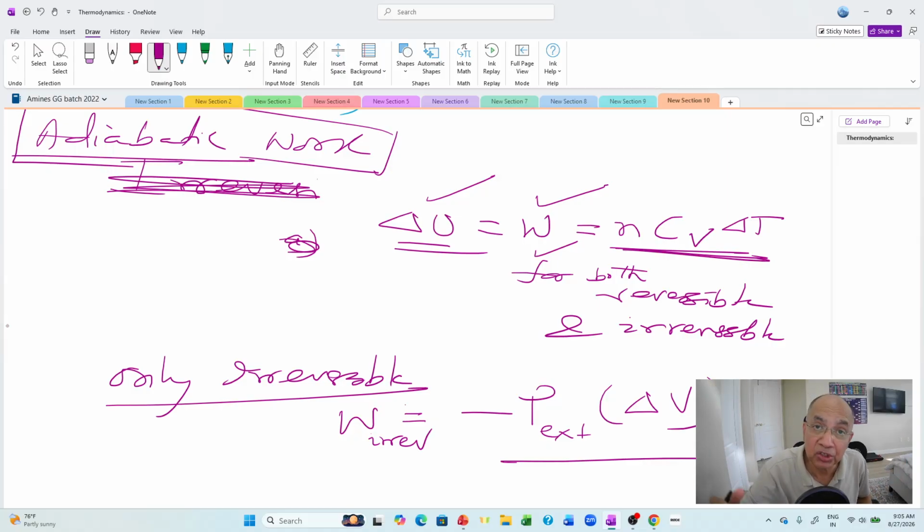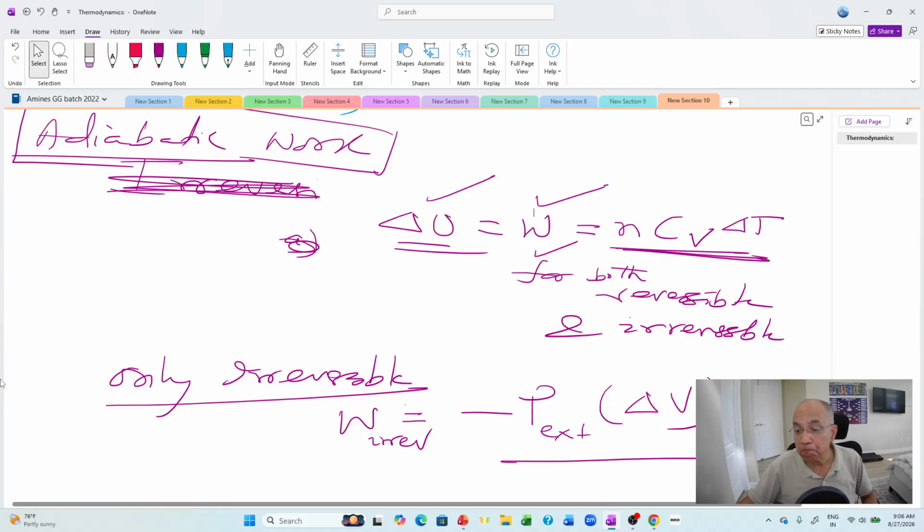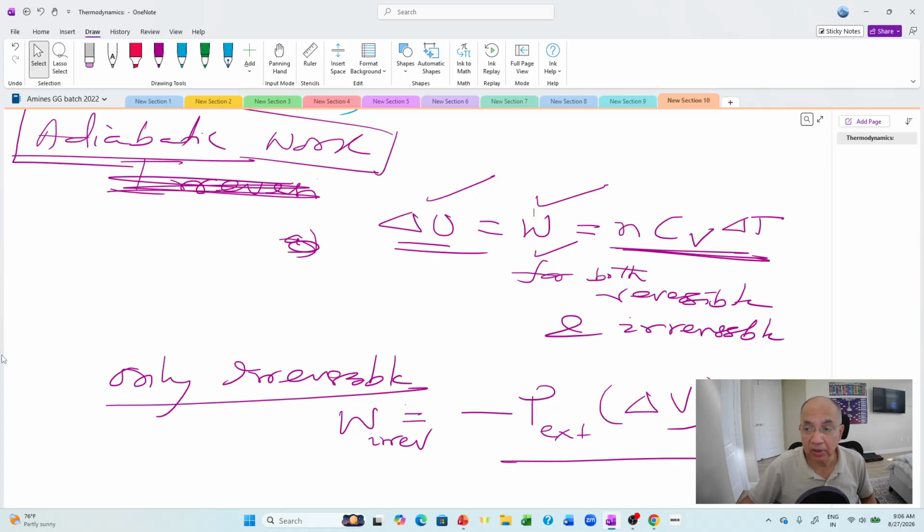What it is depends on the external pressure under which you have expanded suddenly. So the temperature will be more for irreversible expansion, less for reversible expansion, because the work done by the system is more. The decrease in internal energy is more in the reversible process than in the irreversible process. You understood? Who has understood? Write down.